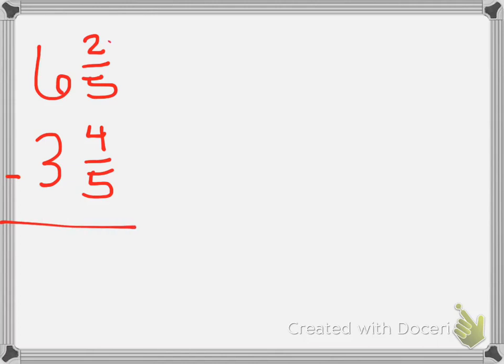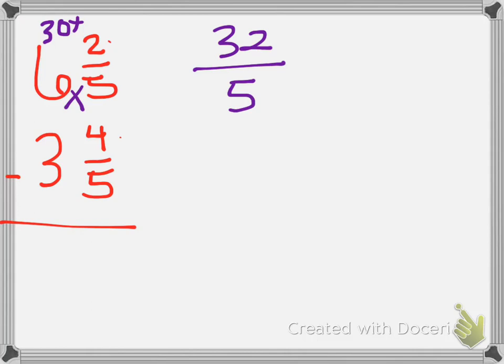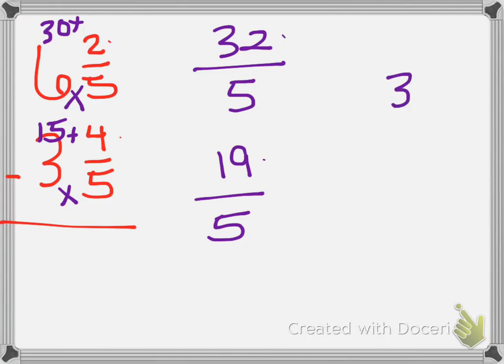I notice that I can't do 2/5 minus 4/5, and so this time I'm going to completely rename both fractions into an improper fraction. So I'm going to take 5 times 6, which gets me 30, and then I add my numerator, so I have 32 over 5, and then I have 5 times 3, which is 15, plus 4 gives me 19 fifths. And then off to the side, I always just tell them to take their numerators and rewrite it to subtract, because it's a little bit easier.